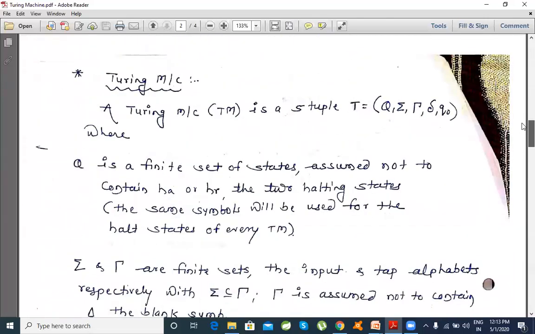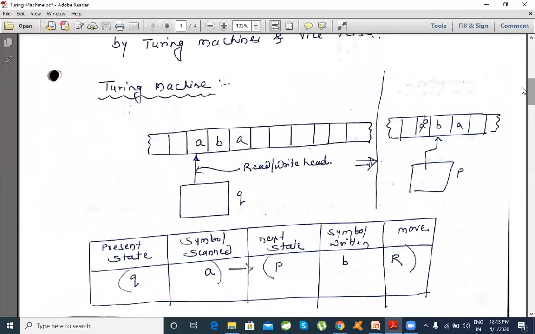Just to revise, we will see the elements of a Turing machine. It's a general tape which is available. It can be infinite on its right and left, where I have a finite state machine and I have a read write head which is trying to read a single alphabet from its input tape.